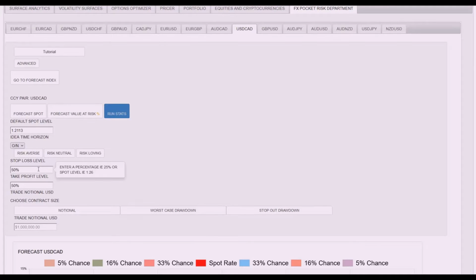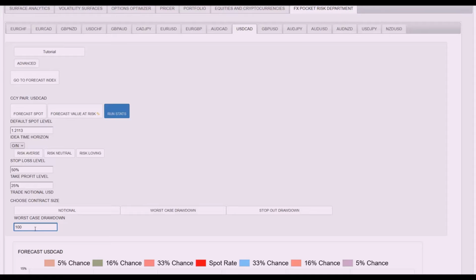If we click Risk Loving, we'll find a stop loss and take profit level, both with a 50% chance of touching. A risk-averse trade will have a stop loss level at a 75% chance of touching and a take profit level at a 50% chance of touching, and a risk-loving trade will have a stop loss level at 50% and a take profit level at 25%.